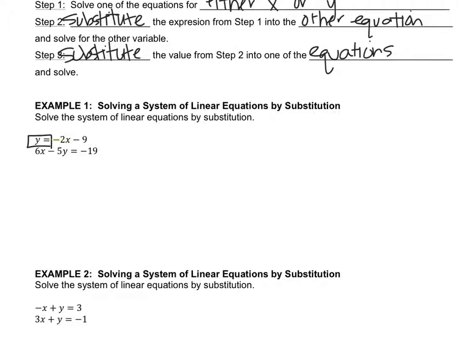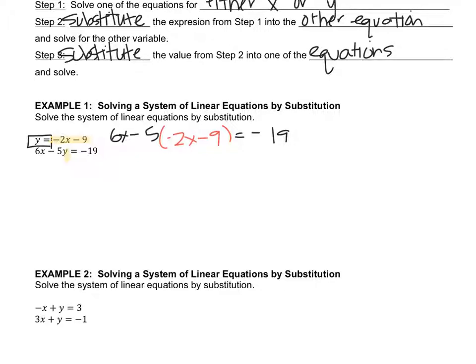negative 2x minus 9, and instead of y down here, we're going to squeeze in negative 2x minus 9, because if y is equal to negative 2x minus 9, then wherever I see a y, I can put negative 2x minus 9. So what we write is this: 6x minus 5 times negative 2x minus 9 is equal to negative 19. So the only thing that I did was I took this thing that equaled y and put it in the spot for the y.